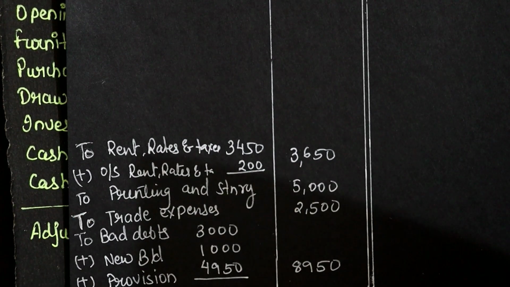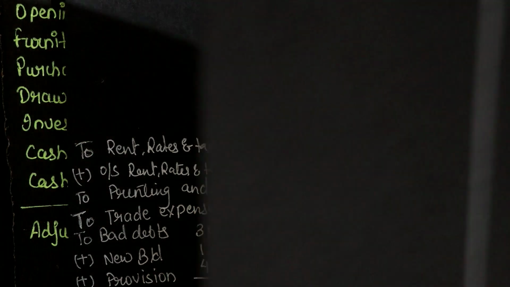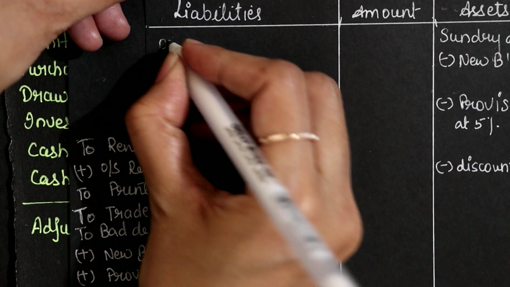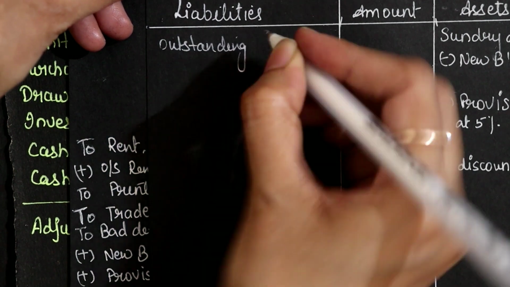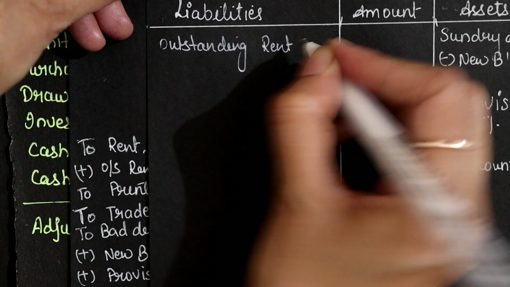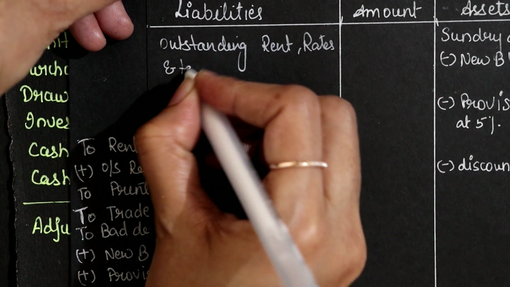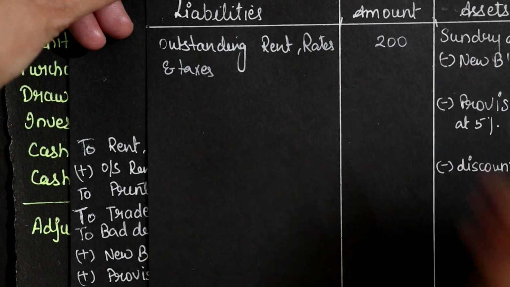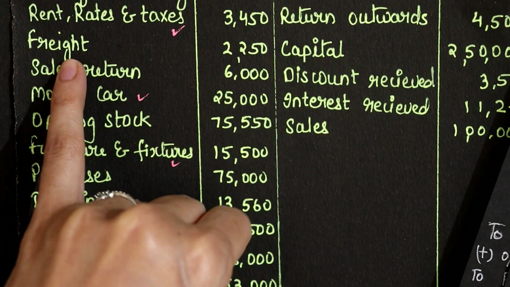Since all adjustments have two effects, the second effect of this adjustment appears on the liability side of balance sheet. So we will write here outstanding rent, rates and taxes 200. This is over. Now coming to next, freight.